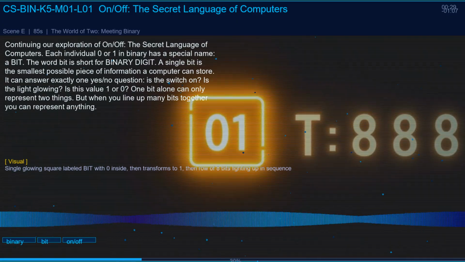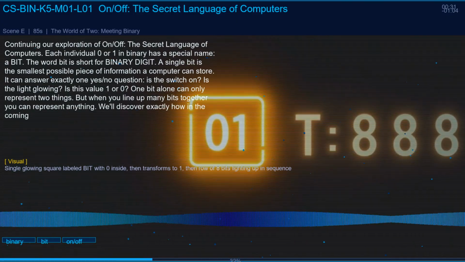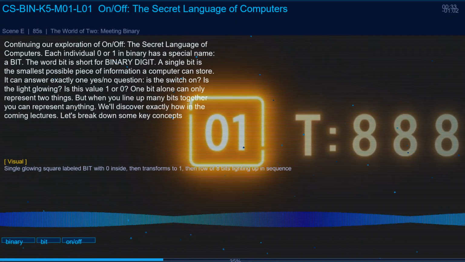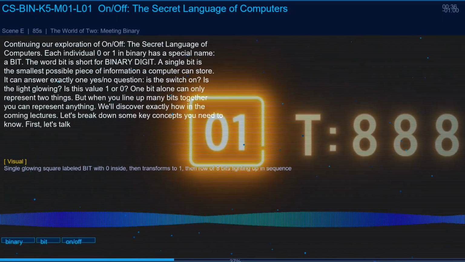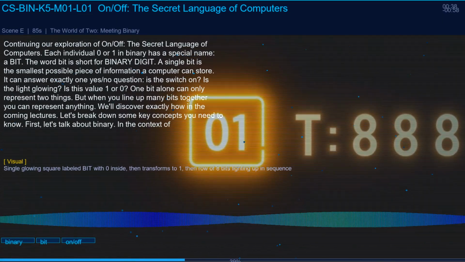One bit alone can only represent two things. But when you line up many bits together, you can represent anything. We'll discover exactly how in the coming lectures.